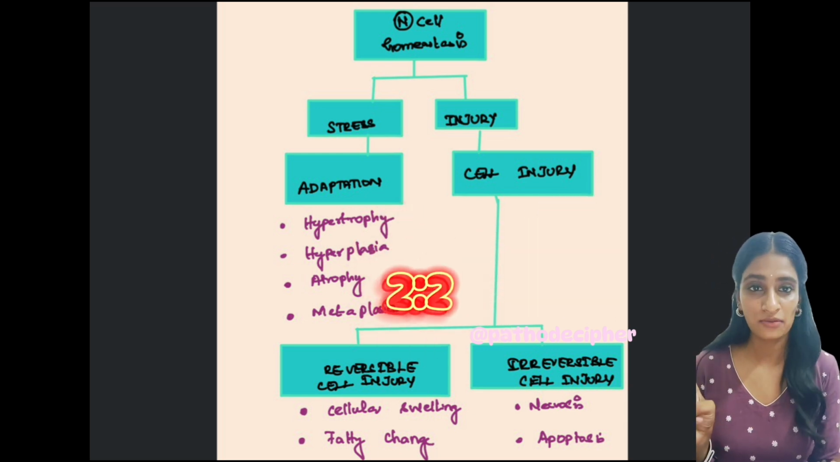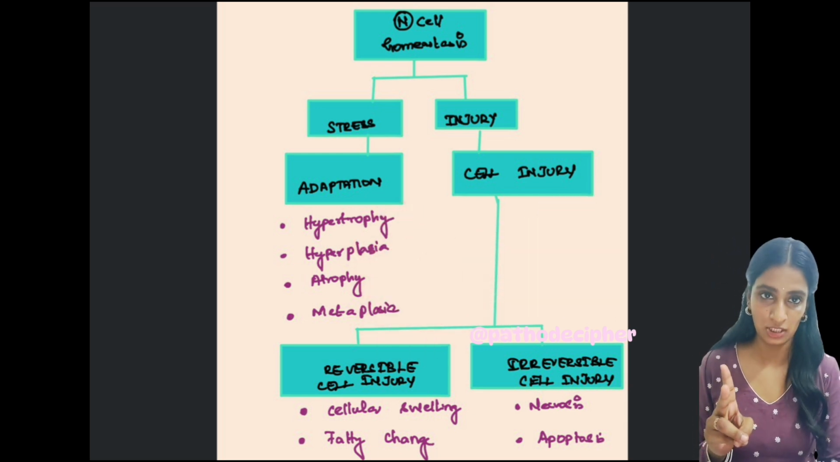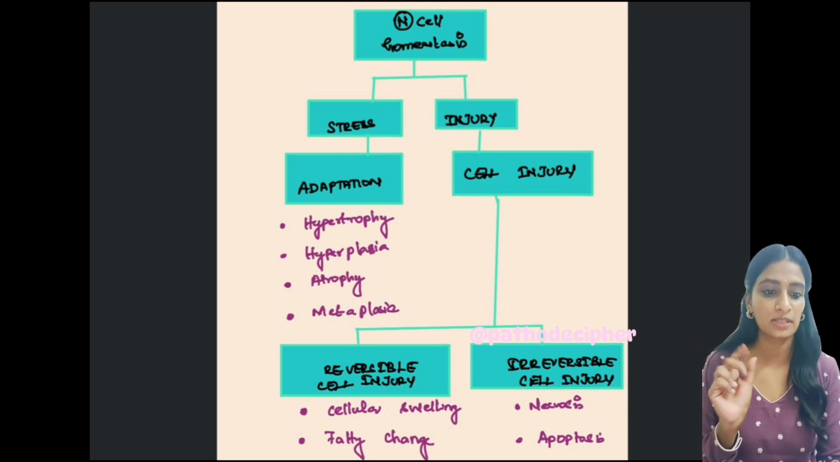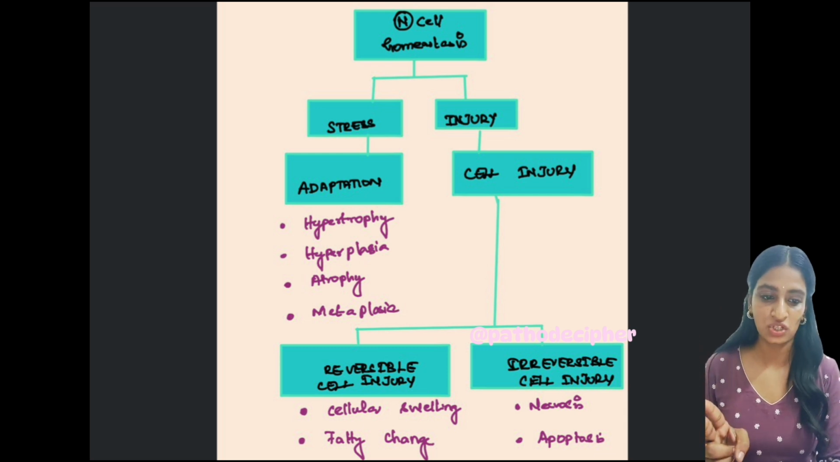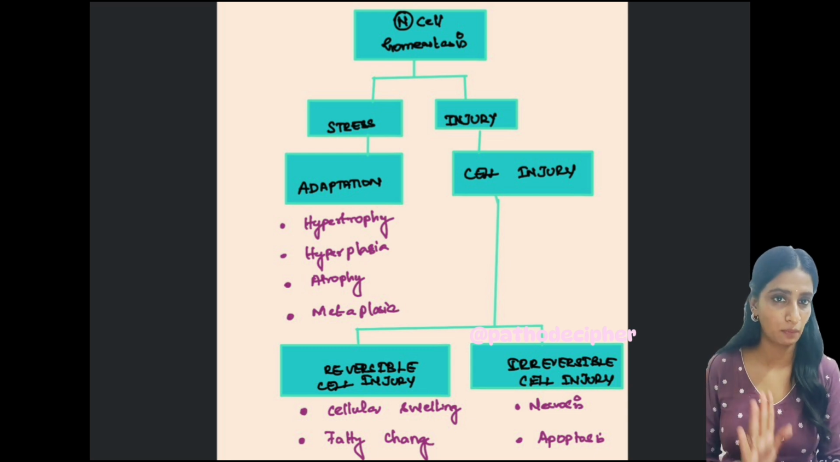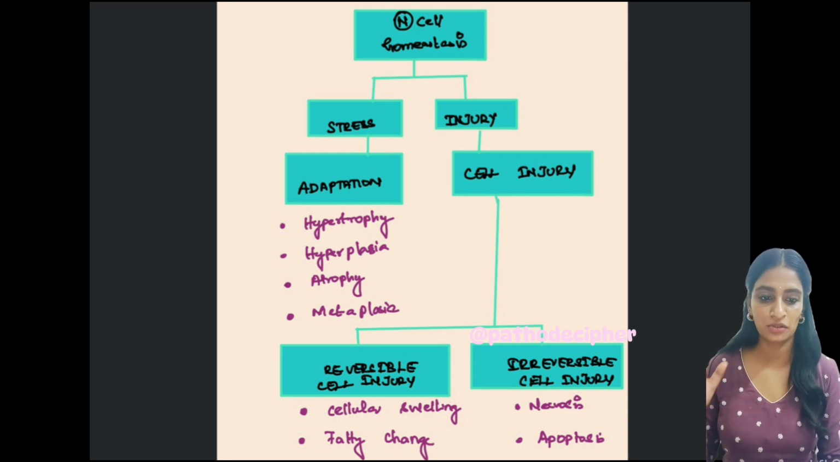There are two types of cell injury, that is reversible and irreversible. In reversible we have two types, that is cellular swelling and fatty change. And in irreversible cell injury you have two, that is necrosis and apoptosis. These are cell death. You understood the concept?